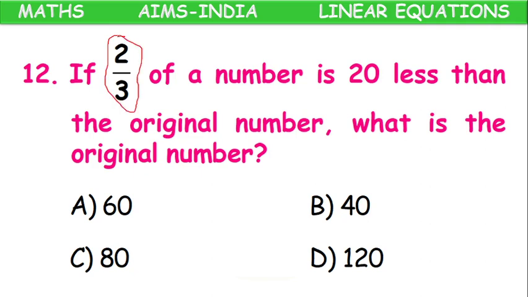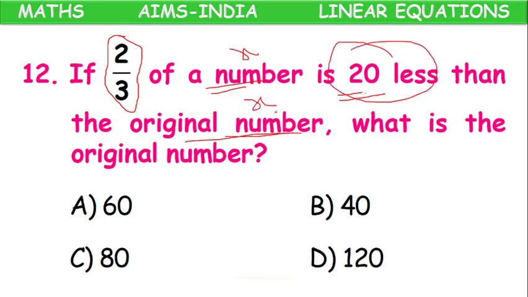If 2 by 3 of a number is 20 less than the original number, it means 2 by 3 of x is 20 less than the original number x. So the difference between the original number and this number is 20. Which will be greater, the original number or 2 by 3 of the number? The original number will be greater.